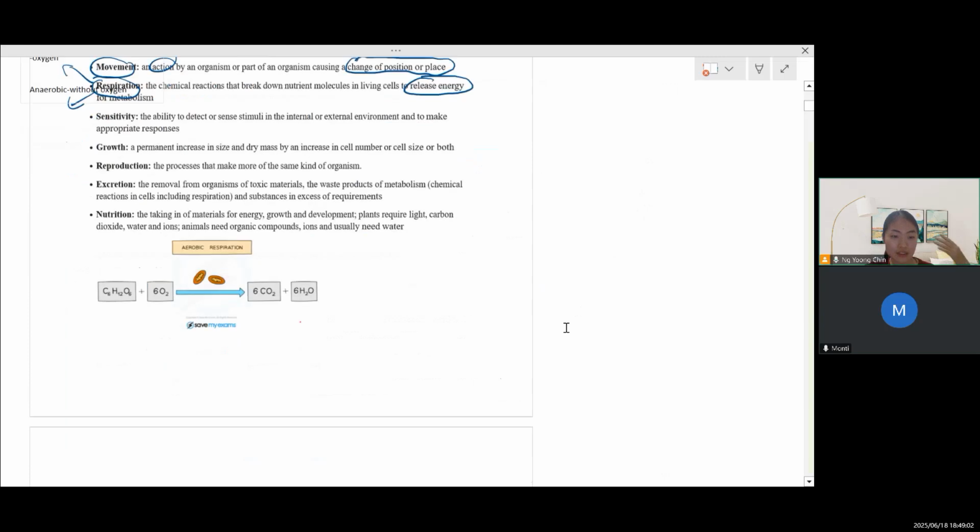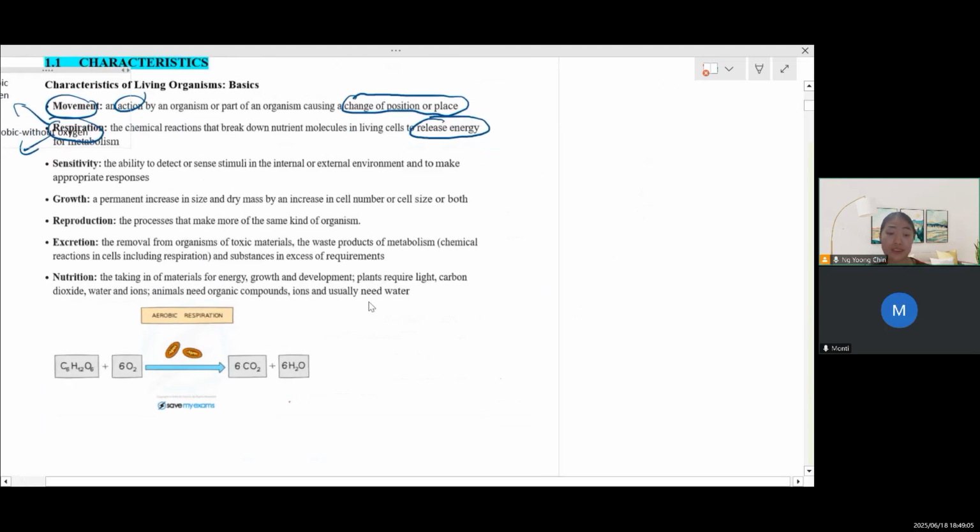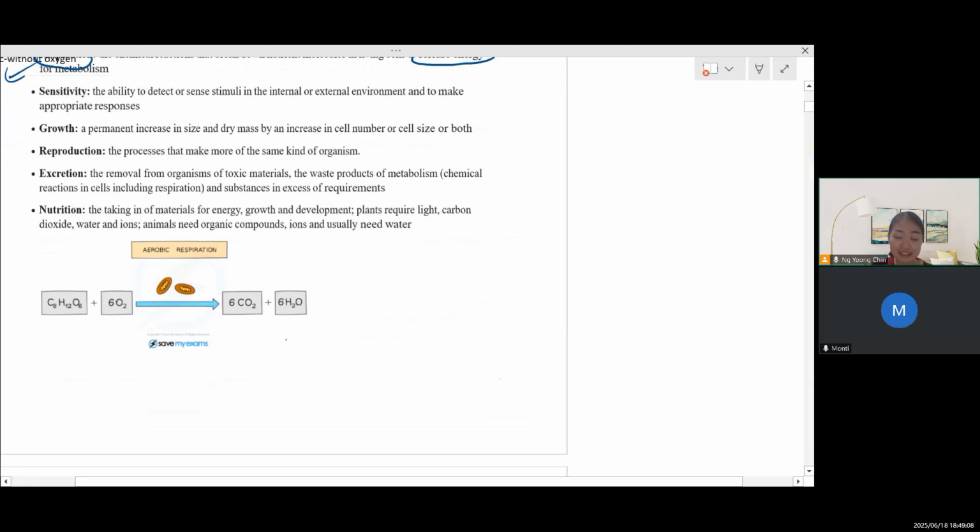Okay, so let me describe how this process happens, because you need to understand first. You can see this equation, right? This is the equation for aerobic respiration, and please remember this equation forever. So what does this equation mean? C6H12O6, you guess what this means? What kind of structure is it? Is it like carbon, then hydrogen, then oxygen? Yes, definitely. You have carbon, hydrogen, and oxygen. Actually, this means glucose.